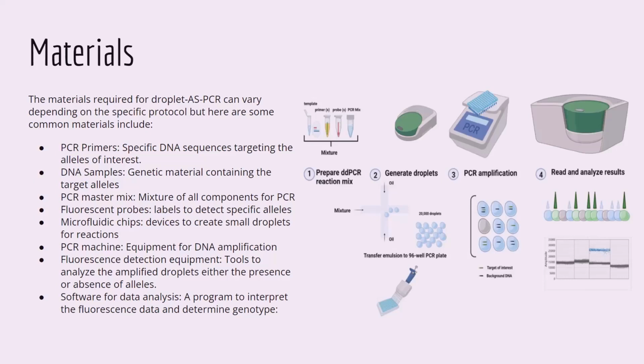In this case, we do use some microfluidic chips, which is a device to help create smaller droplets for the reaction. And then usually for PCR reaction, it's common to have a PCR machine, which is helpful in amplifying the DNA. You also need some type of detection equipment for the fluorescence, something to analyze the amplified droplets, and you can tell if the alleles are present or absent, and then some software for the analysis portion, a program that can interpret the fluorescent data and determine genotypes.